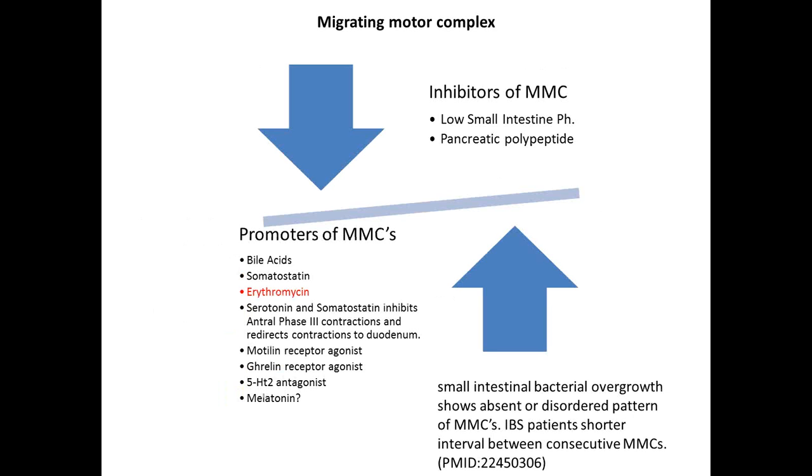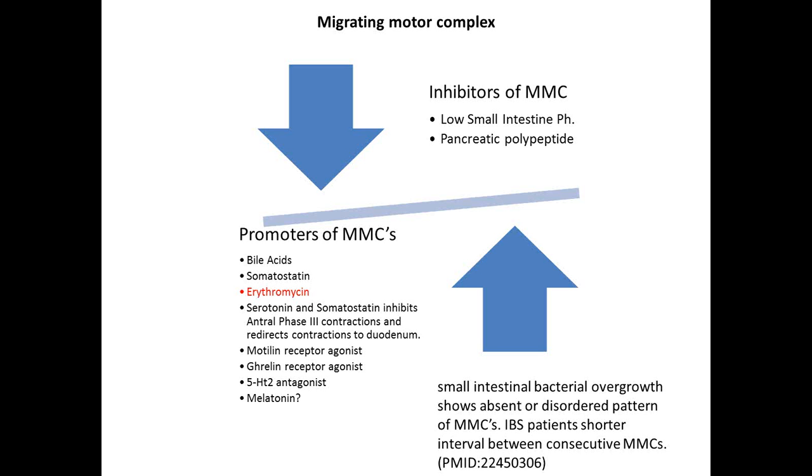So there are various ways that the migrating motor complex is impacted. There are various innate physiologic hormones such as serotonin and ghrelin and somatostatin that will regulate the migrating motor complex. In small intestinal bacterial overgrowth, we see a disordered pattern in migrating motor complex activity. So what that means is the cleansing wave is disrupted, disordered, and undigested particles and bacteria do not get flushed out of the small intestine as well as in a finely regulated migrating motor complex.